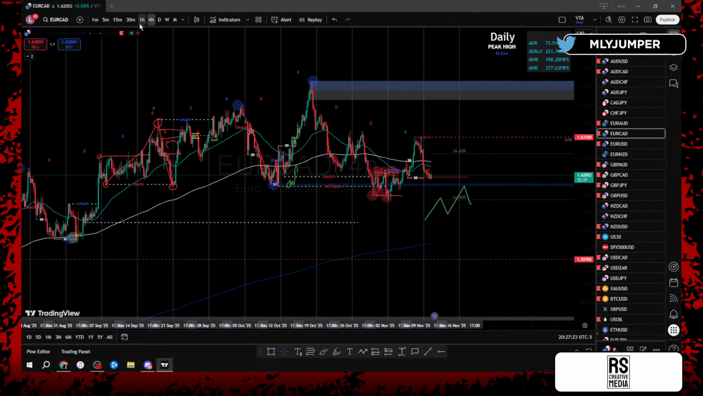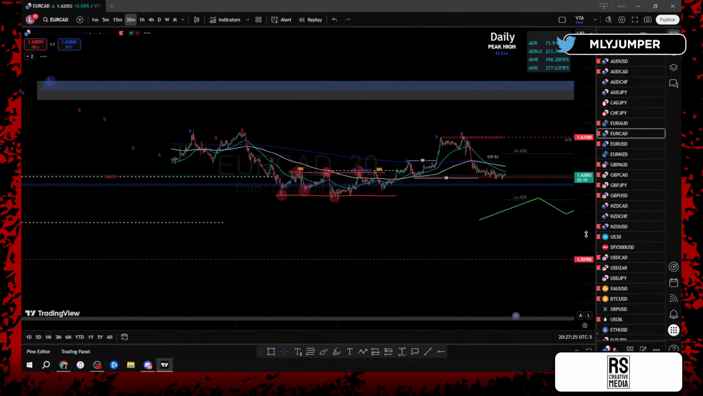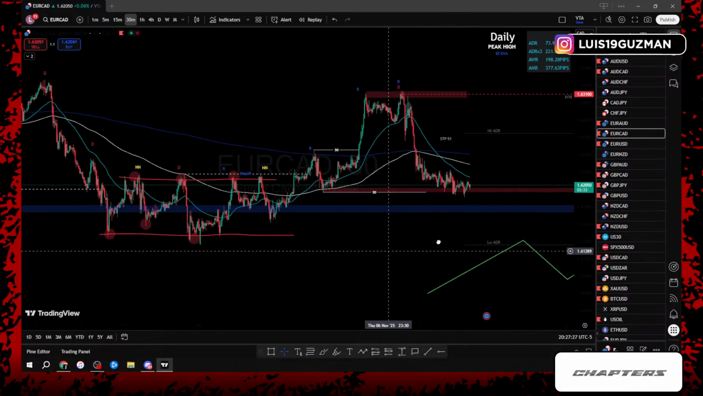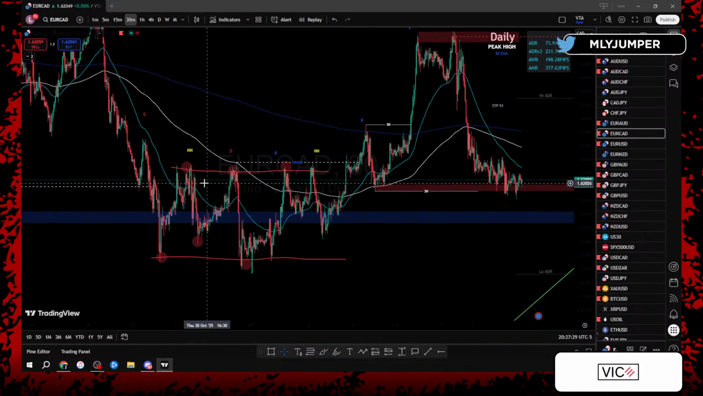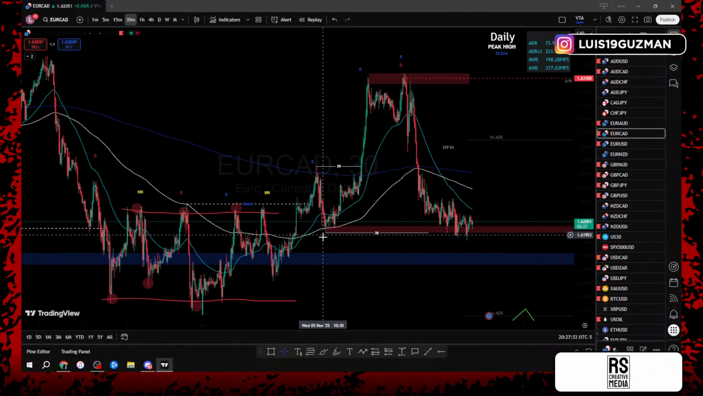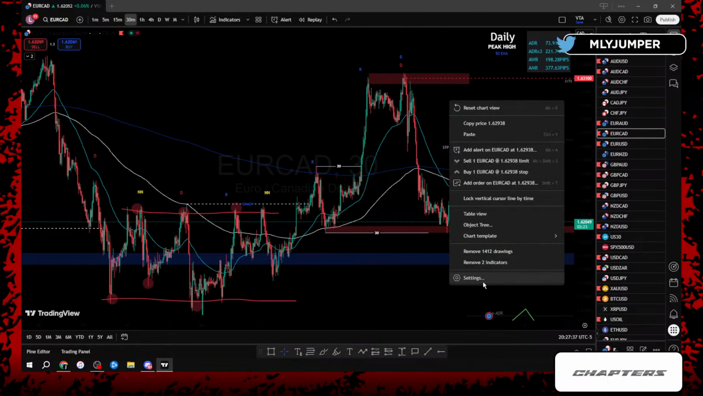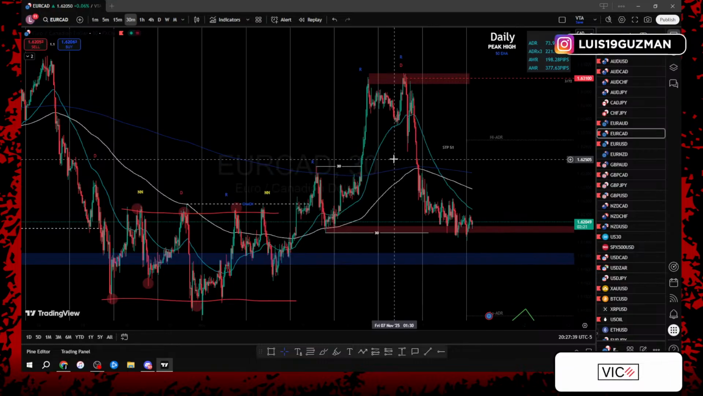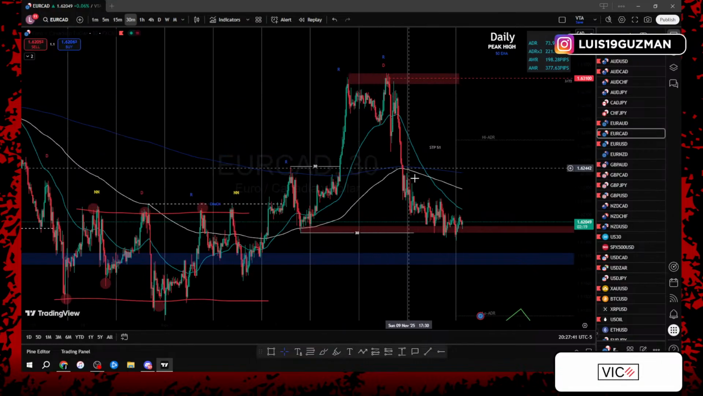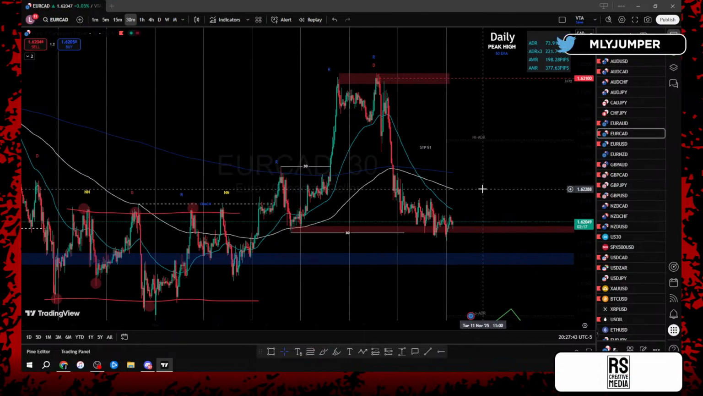So after the inducement, what am I looking for? I'm looking for the change of character, which we ended up getting, right? We had the change of character, higher high, higher low, and it gave us the break of structure, higher high. So what were we looking for? After the higher high is set, we're looking for a higher low. Did price give us a valid higher low?